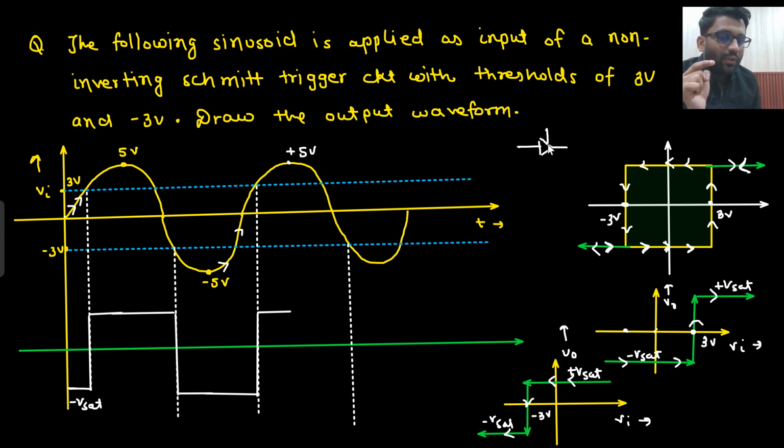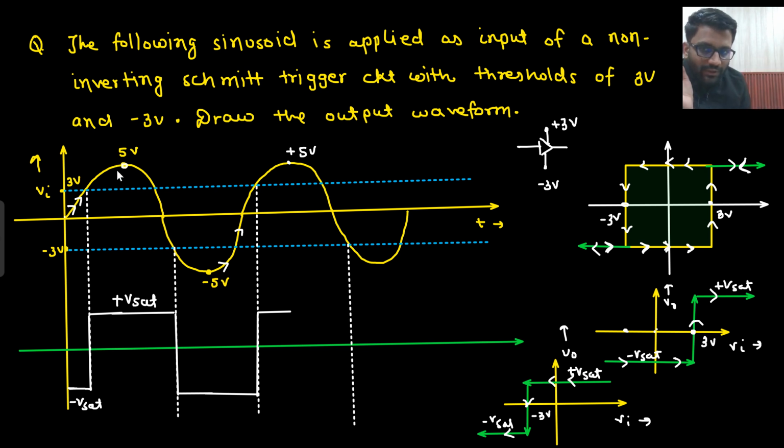Now what is the threshold voltage of this Schmitt trigger? Plus 3 volt and minus 3 volt. So now your Schmitt trigger will say that if you have crossed 3 volt while increasing the input, then you can make the transition from minus Vset to plus Vset. So now you are in the region of plus Vset. You again kept on increasing your input, and the Schmitt trigger will say your output will be plus Vset only.